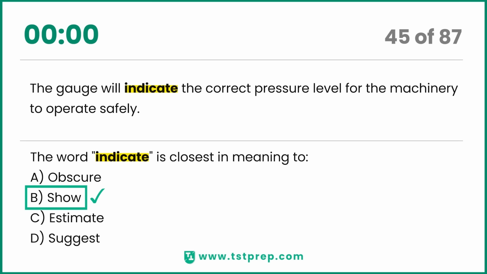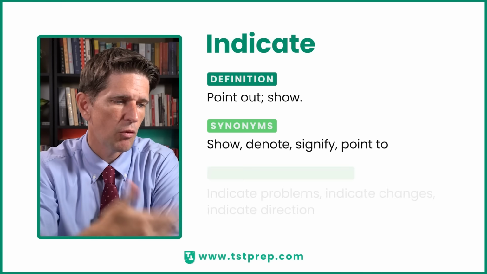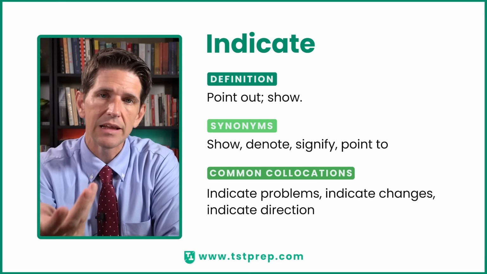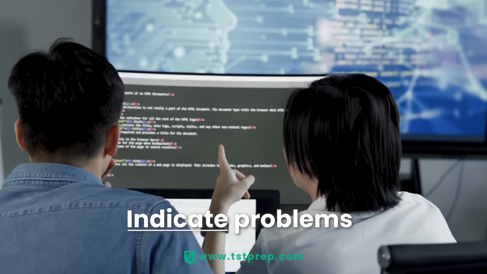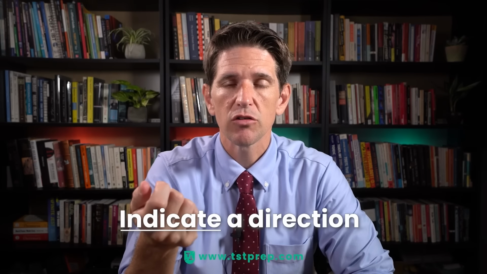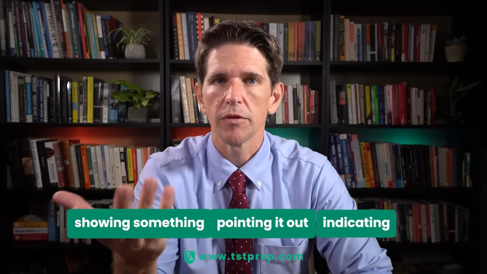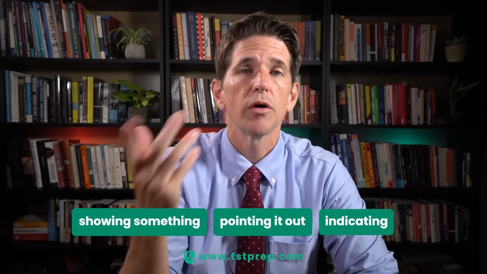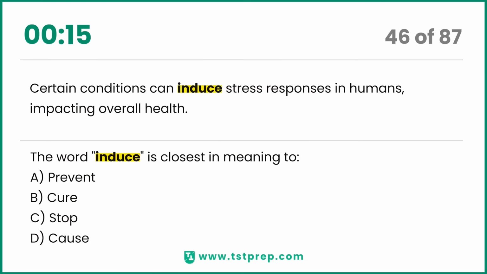Here the correct answer is B, show. So to indicate, to point out, to show something is indicate. It's like you're saying, look, here it is. Look at this. That's indicate. You're basically showing people, hey, look at that. That's indicate. You can indicate problems that somebody says, hey, this is an issue. This is a problem. You might hear about this in history a lot. Somebody's pointing out a problem. Indicate changes, indicate a direction. So yeah, you're showing something. You're saying, hey, look at this. You're pointing it out, you're indicating. Next one.